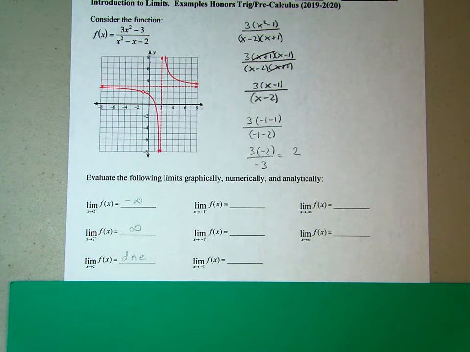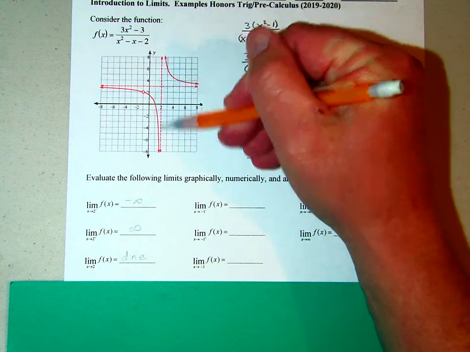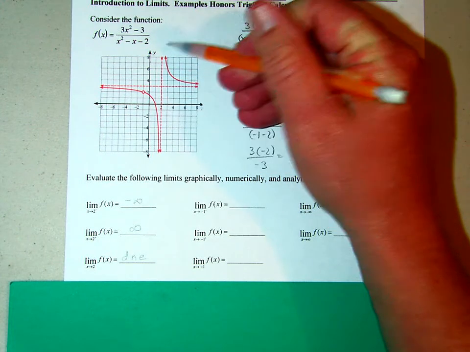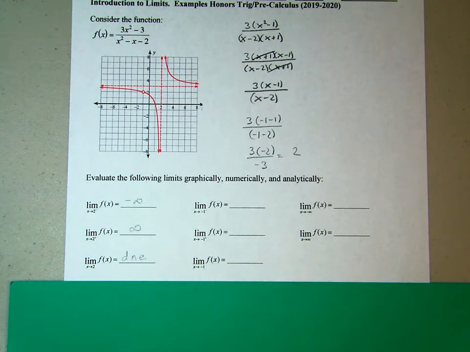So one place of interest for this particular rational function is what happens at that vertical asymptote. The function is undefined at the vertical asymptote. We can't say what's happening to the function in terms of a value there, but we can look at what happens as we get close to it.